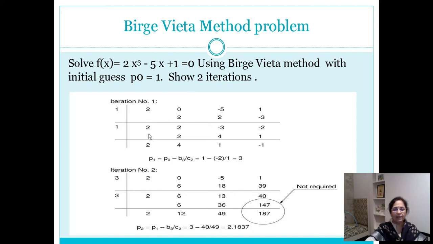B0 is written as it is. Now 2 into 1 is multiplied here and added to 0 value. So 0 plus 2 becomes 2. Again 2 multiplied by 1, 2 is added here, minus 5 plus 2, minus 3. Minus 3 into 1, minus 3 here, 1 minus 3 becomes minus 2. So this value is our Bn, which we have calculated.